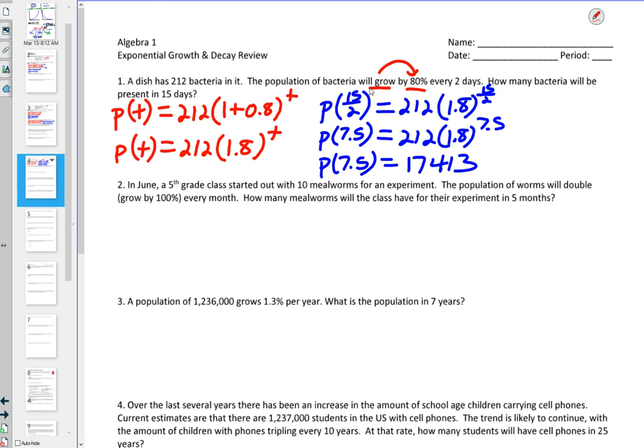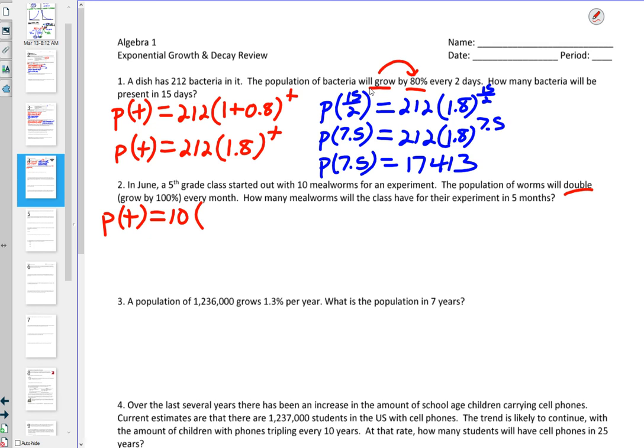So in June, a 5th grade class starts. We're measuring here, let's just use an M this time for mealworms, even though it's population. Yeah, it is population. Let's do population. They use the word population. What does population depend on? Time again, but what are we measuring time in, months? The initial amount is 10. The growth factor, actually here they tell you what the growth factor is. They tell you it's going to double. But if you want to just put 2 there, you could.